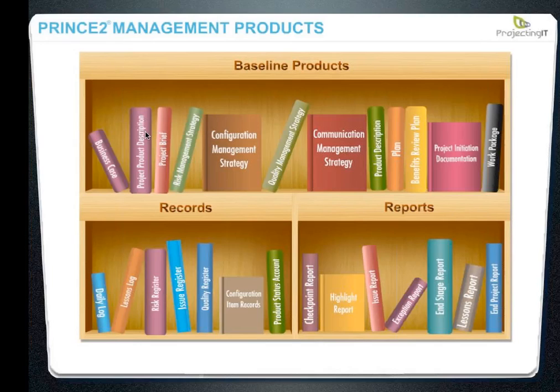The project initiation documentation is effectively a comprehensive plan that contains the project business case, the project product description, the project brief, risk management strategy, configuration strategy, quality strategy, communication management strategy, product description, and plans. So the PID compiles and assembles all other planning documents and is used throughout for decision making.